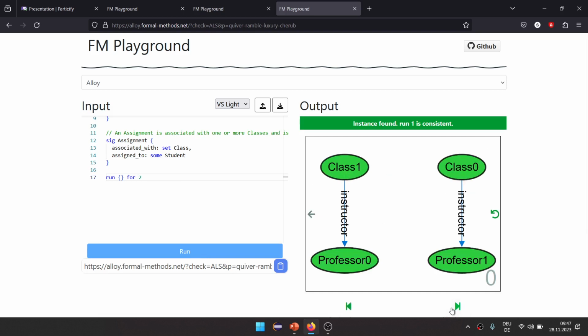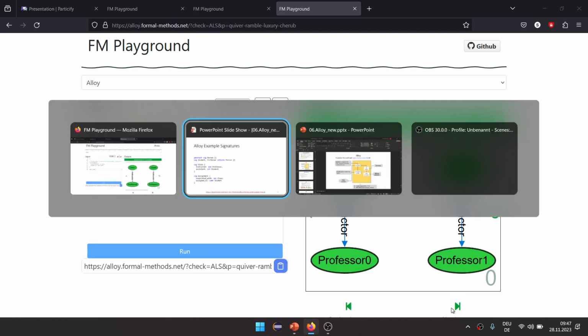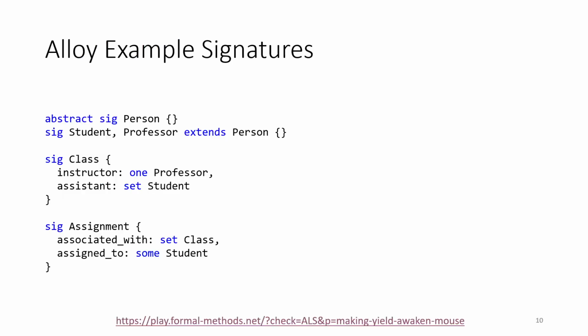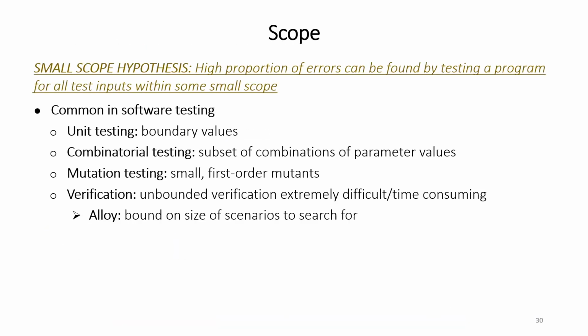Okay, but the small scope hypothesis basically says that if there is some kind of bug in the software, then hopefully we can find it by testing a small part of the program. Also, like SAT solvers, Alloy has the guarantee that it is complete. So it can always decide whether some property is true or false. Was this the case for SMT solvers?